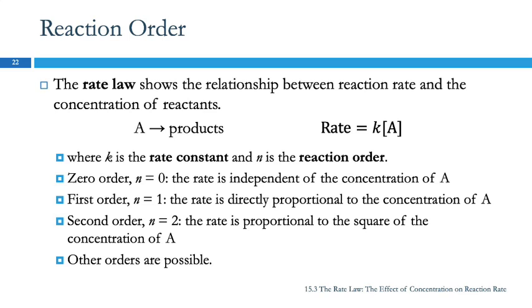And the rate is equal to a constant times the concentration. So the rate is directly proportional to the concentration. In a second order, n equals 2. You see a pattern here? Zero order, 0, first order, 1, second order, 2. We're not trying to be confusing. The rate is proportional to the square of the concentration. So if n equals 2, the rate is equal to a constant times the concentration squared. Any questions?